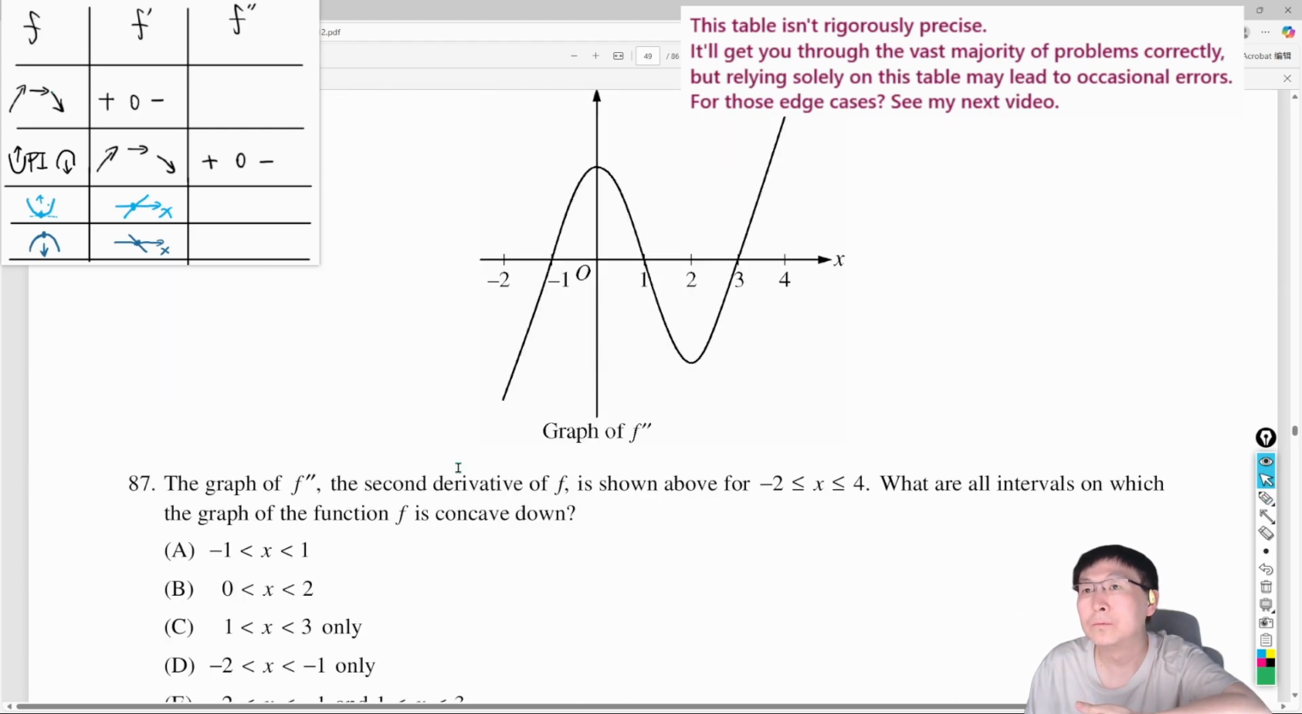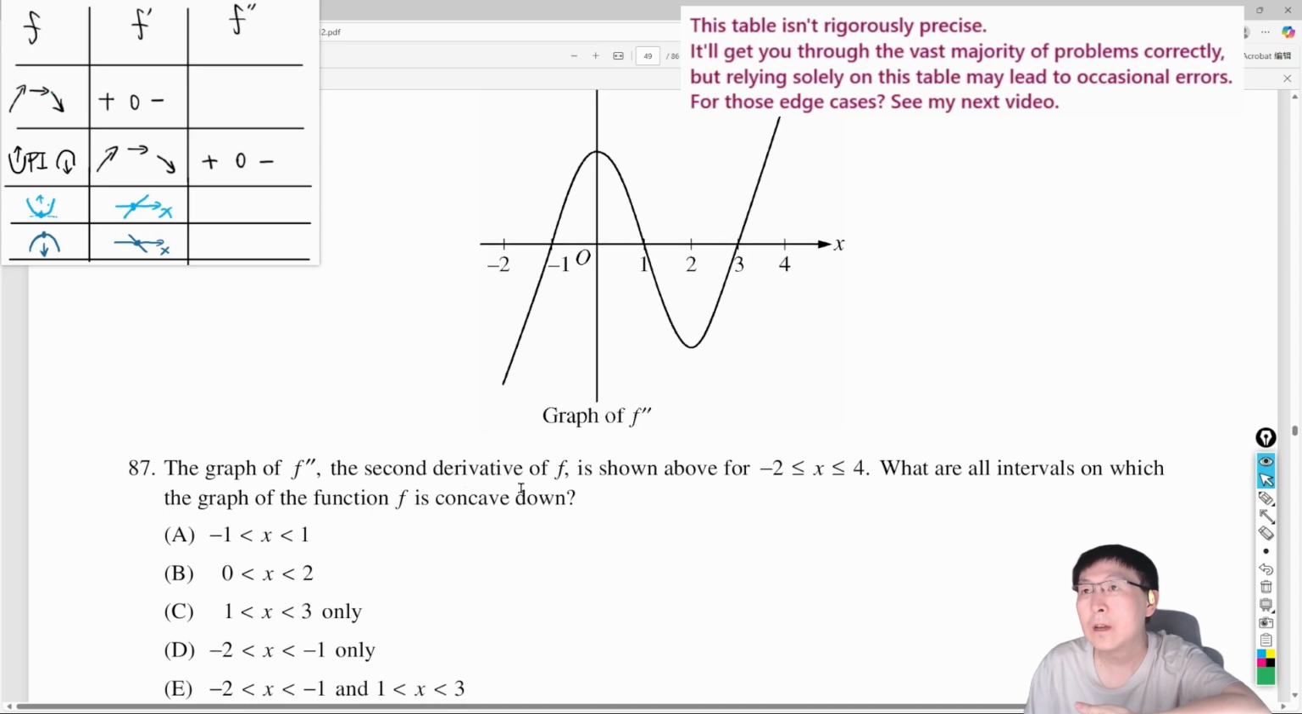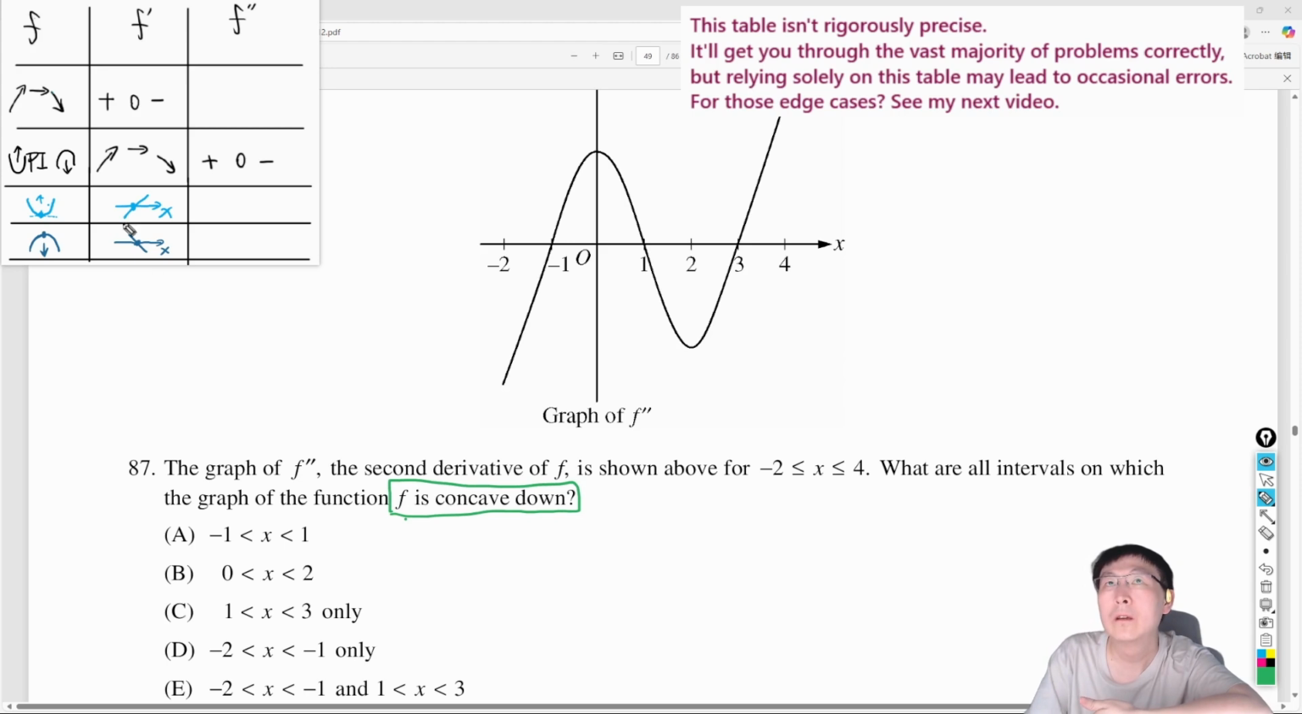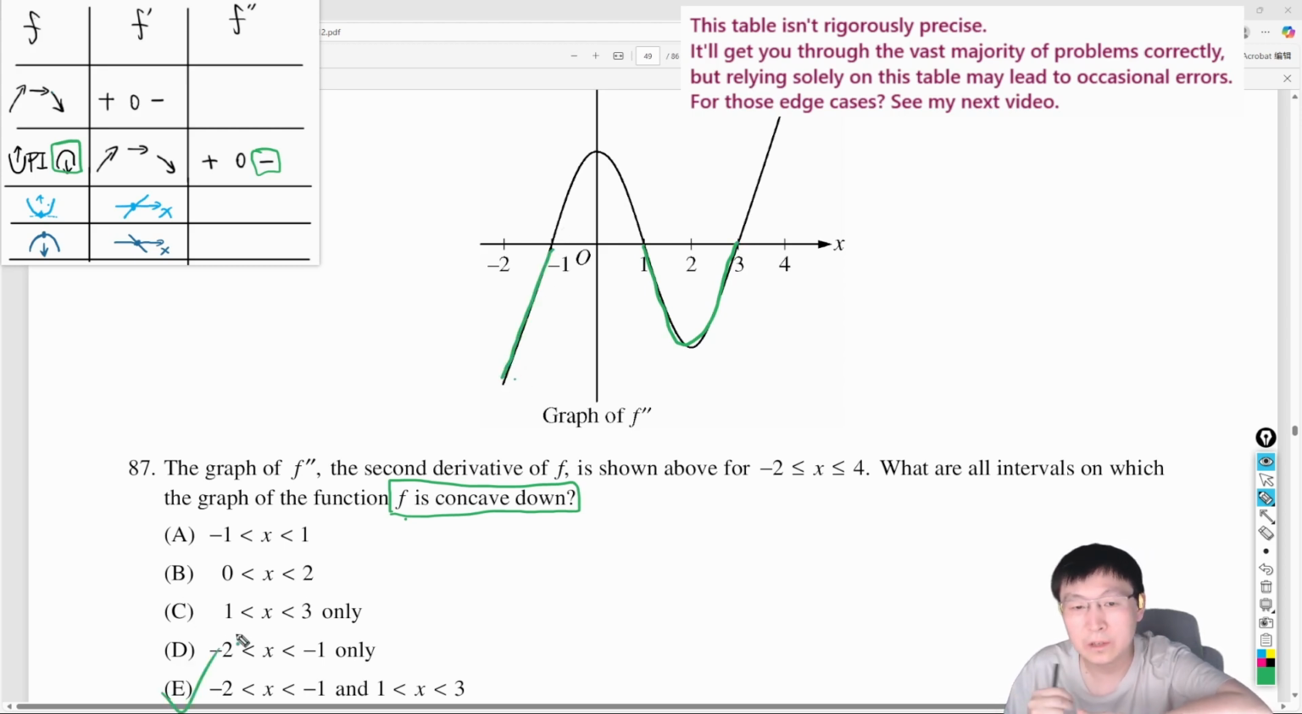The next question is question 87. This time, f double prime is shown, and we need to find where f is concave down. Where f is concave down matches where f double prime is negative. So f double prime negative, and we know the answer is E.